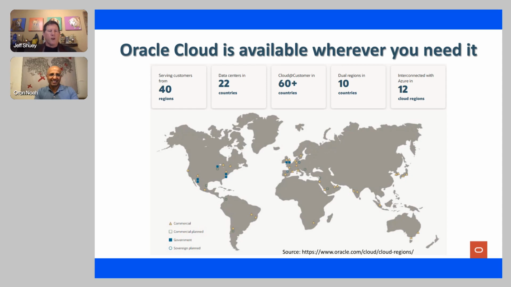A quick background on Oracle. Obviously, a lot of people know who Oracle is and what we do. Not a lot of people may be up to speed on what we're doing with Oracle Cloud Infrastructure. I won't go through every single point here, but the salient ones are right on the top. We've got 40 different regions active and enabled today. We've got data centers in 22 countries. And we've got what we call Cloud at Customer in 60 different countries.